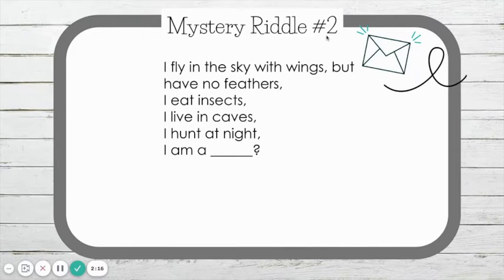Mystery riddle number 2. As I read the riddle aloud, you'll be thinking about what animal this could be. I fly in the sky with wings, but have no feathers. I eat insects. I live in caves. I hunt at night. I am a... I'll give you a moment to think and then we'll count down together.